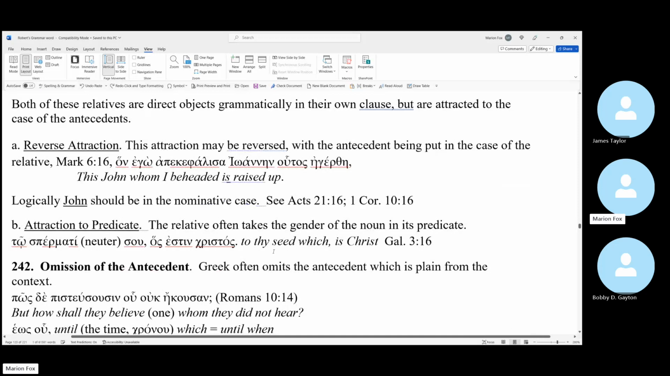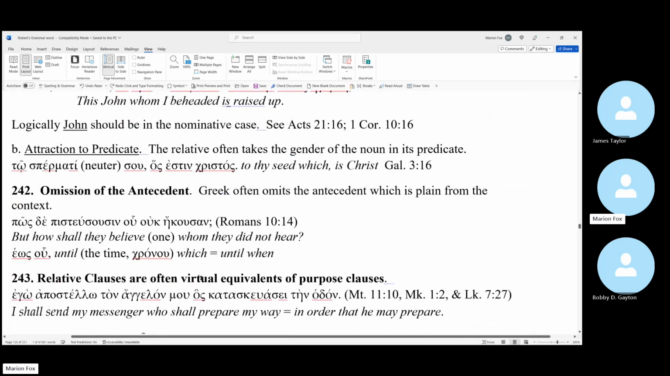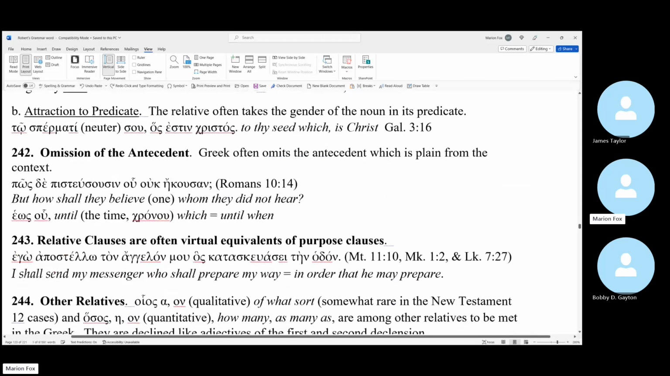They usually translated "which" here. That's older English, but it's still correct English. Okay. The antecedent may be omitted. Of course, that's just elliptical. The ellipsis does occur, and so we can see it being omitted.